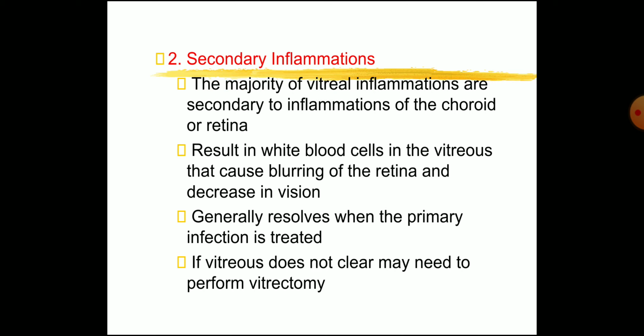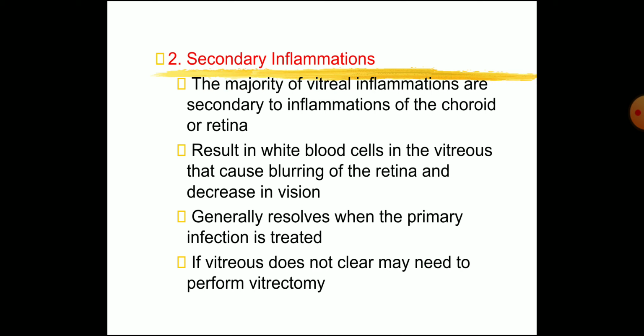Then secondary inflammation occurs. The majority of vitreal inflammations are secondary to inflammations of the choroid or retina. So whenever there is infection of the choroid or retina, secondary inflammation can occur in the vitreous also. This results in white blood cells in the vitreous, which can cause blurring of the retina and decreased vision.